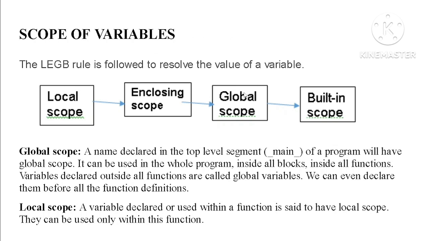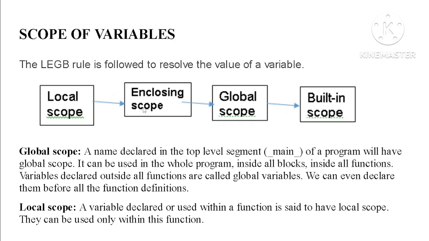Actually, when you call a variable and say print A, the computer first finds if there is a value inside the local area. If it is not there, then it searches in the global area. The LEGB rule is followed to resolve the value. LEGB stands for local, enclosing, global and built-in.